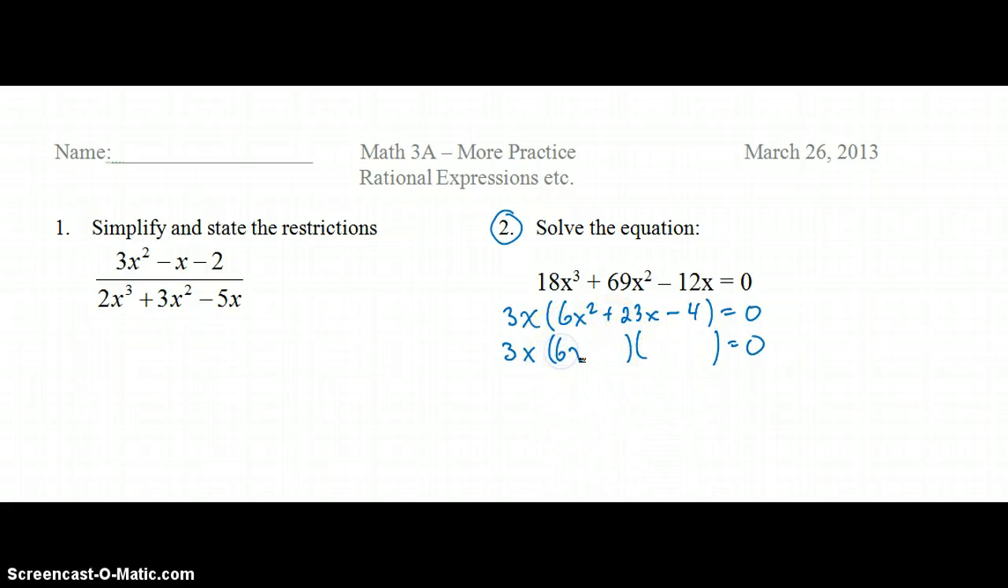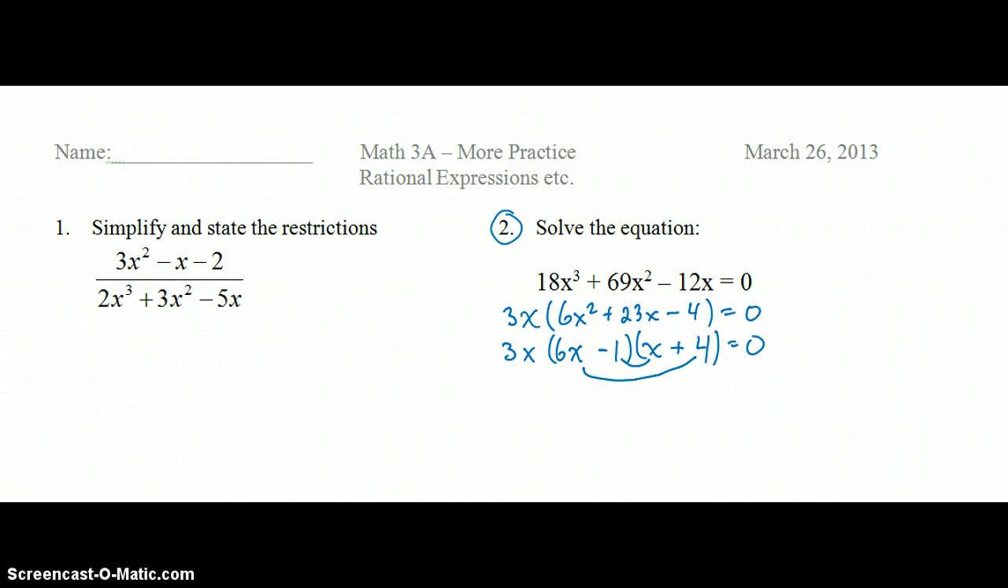So somehow I've got to get a 24, so I'm going to have a 6 and a 4 that'll multiply. 6x times x gives me the 6x squared, 4 times 1 gives me the 4, and they're going to have the positive to give the positive 24x, and a negative 1.